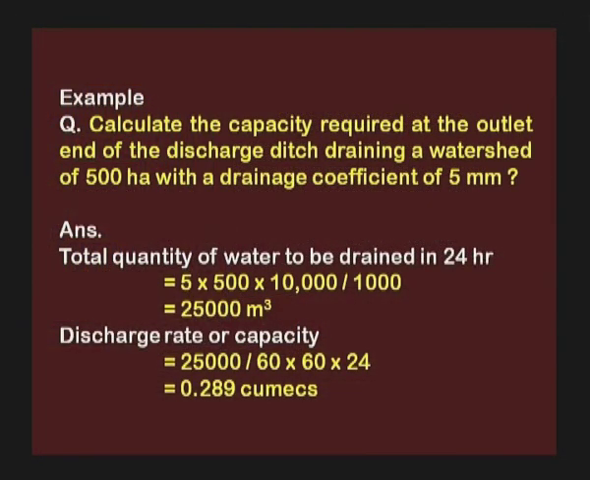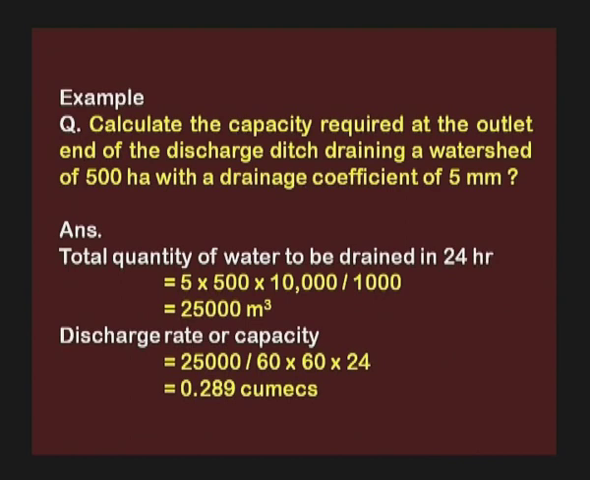I am quoting one example to calculate the capacity required at the outlet end of the drains draining a watershed of 500 hectare with a drainage coefficient of 5 millimeter. In this case, the total quantity of water to be drained in 24 hours has to be calculated in cubic meters, and it will be 5 into 500 into 10,000 divided by 1000. It is 25,000 cubic meters.